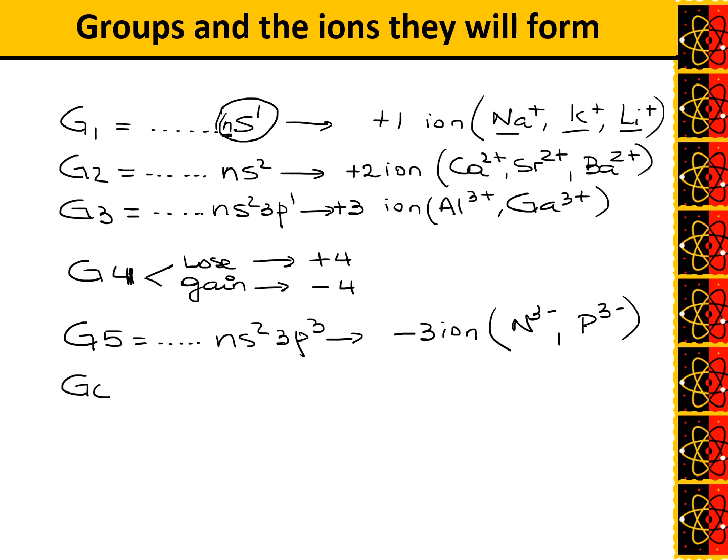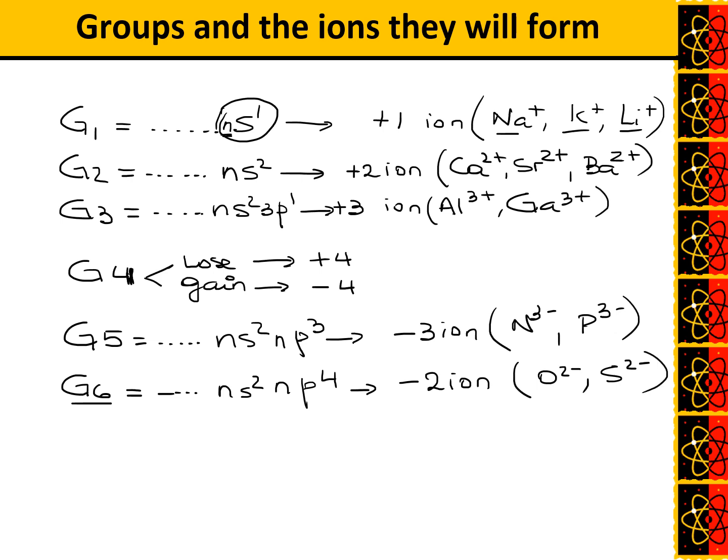In the group 6, what happens? We are going to have NS2 and NP4. So they are going to have 6 electrons in the last level. They are going to form the -2 ion, that is oxygen -2 or sulfur -2, what we call oxide or sulfide. Group 7, and we are almost done.